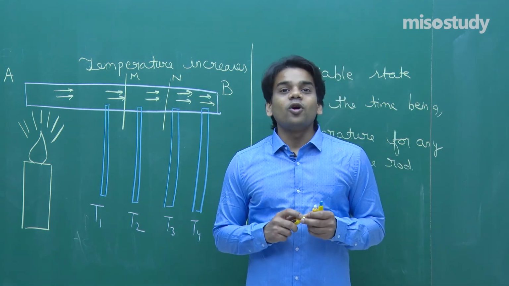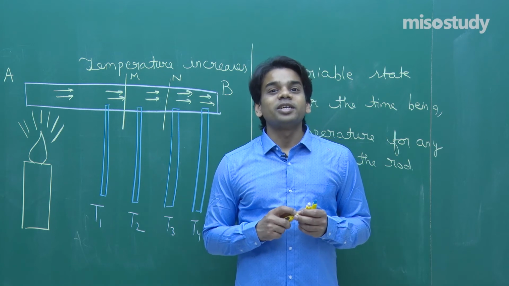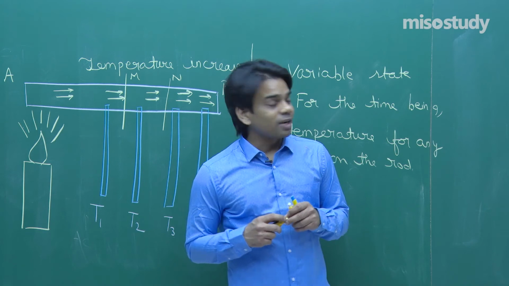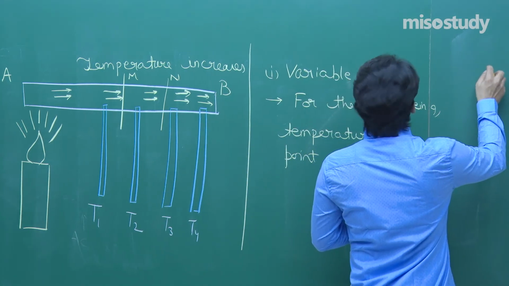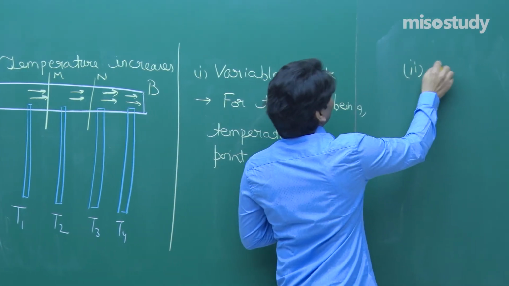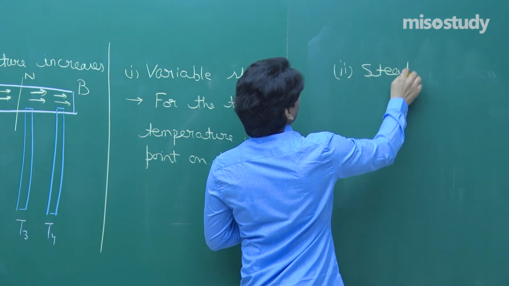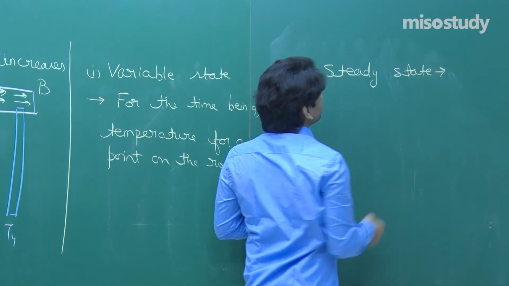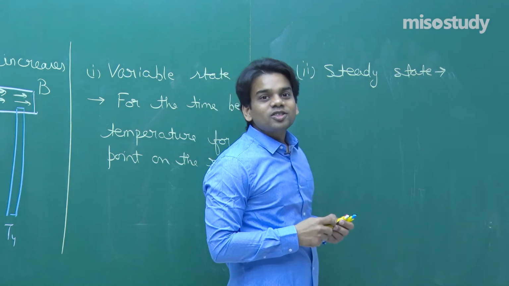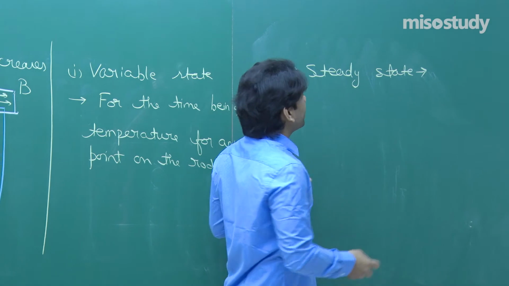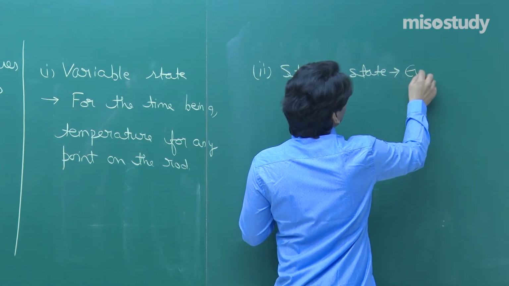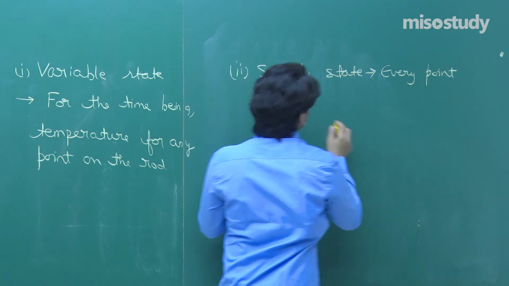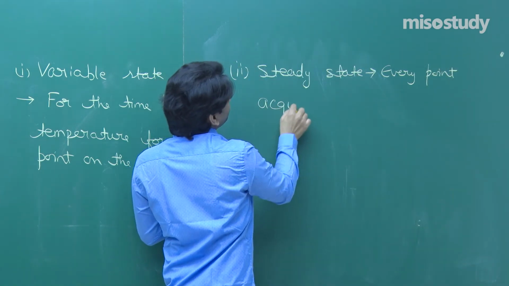In this case, although the heat transmission is taking place, the temperature of any end remains constant. So that means a steady state is reached. So the second one, we have a steady state. By steady state, what do I mean? I mean that a steady state is obtained by each of its ends. So every end or every point acquires its own constant temperature.